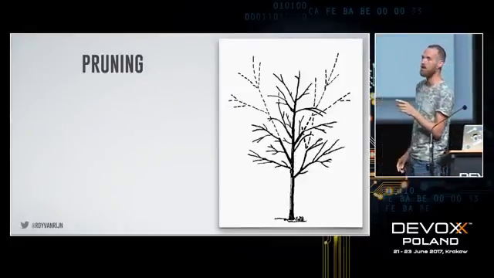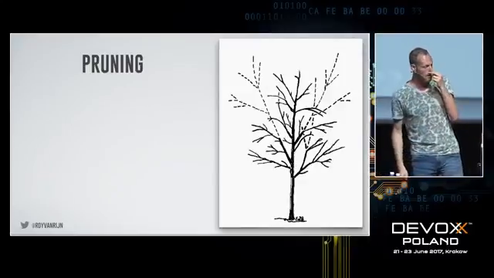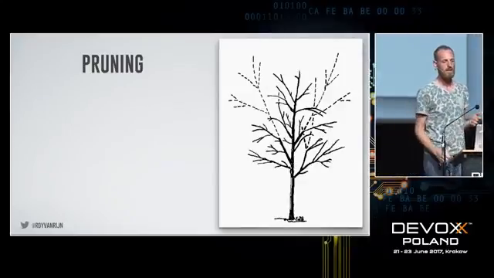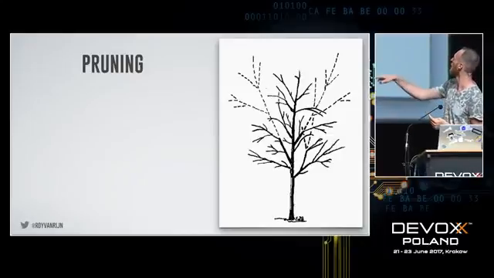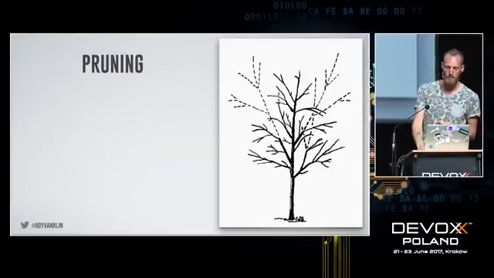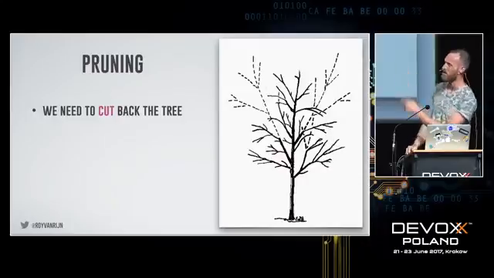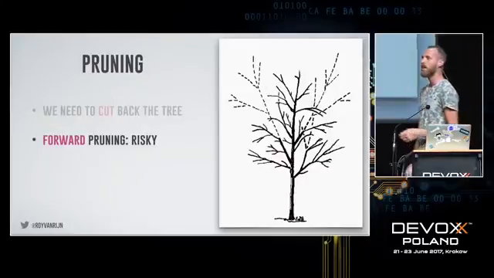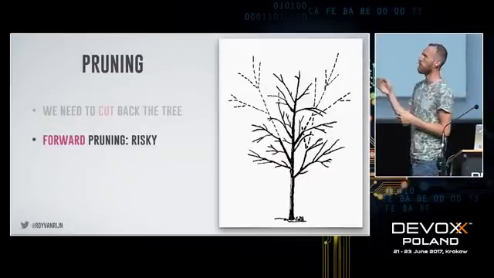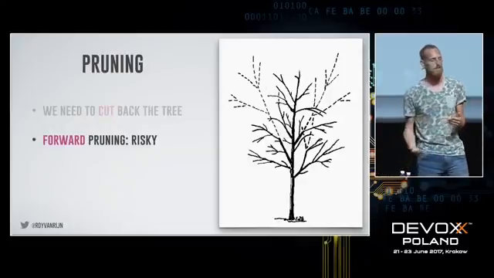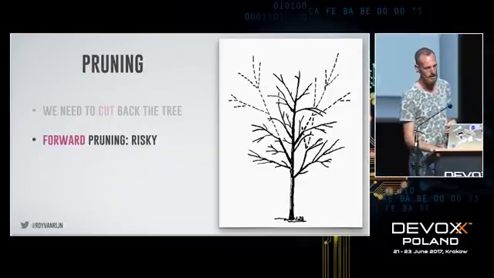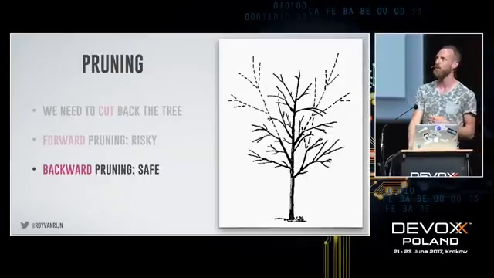The best way to do that is to do pruning. What is pruning? Pruning means that you cut back branches of a tree. There are two kinds of pruning. You've got forward pruning, which is risky. I'll go into that in depth on the next slide. And there's backward pruning, which is safe.